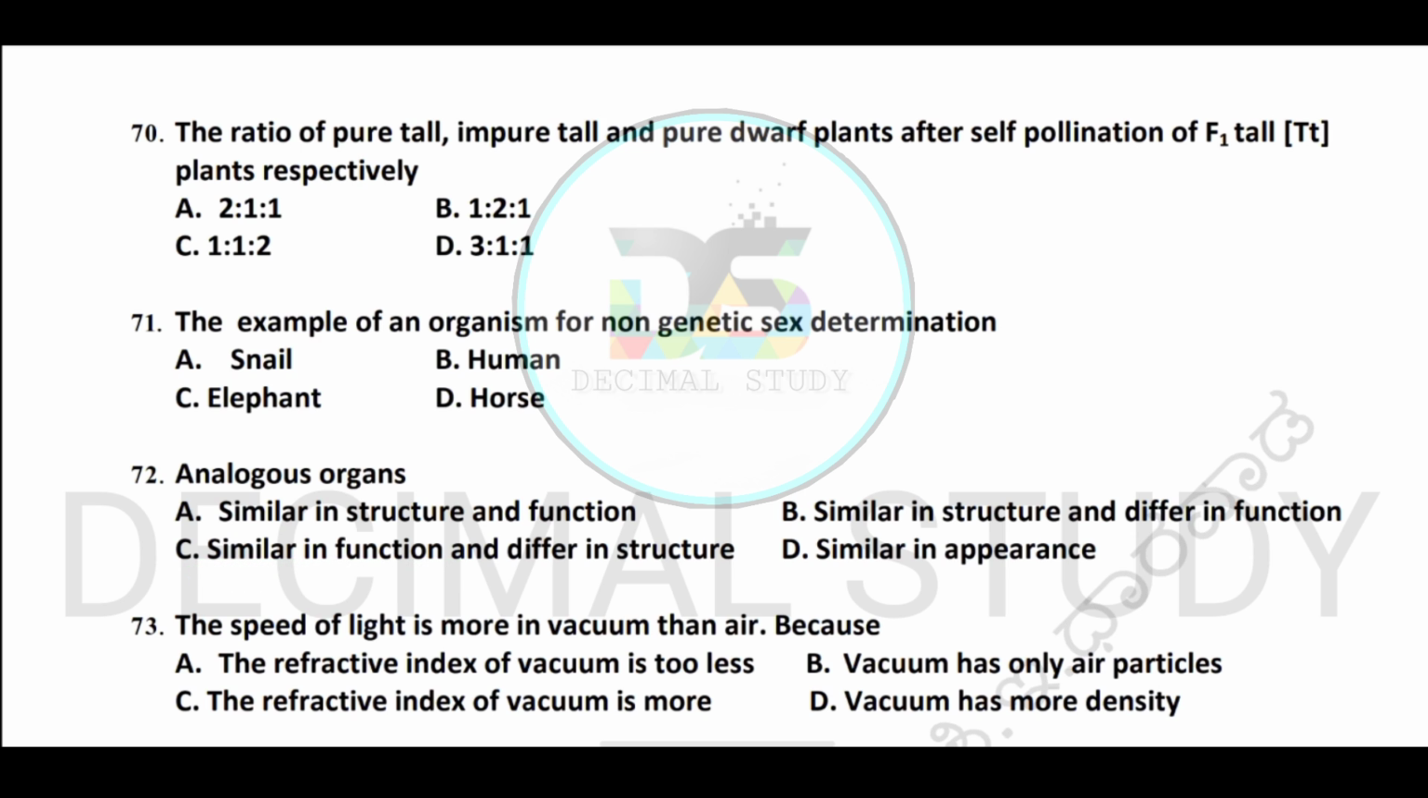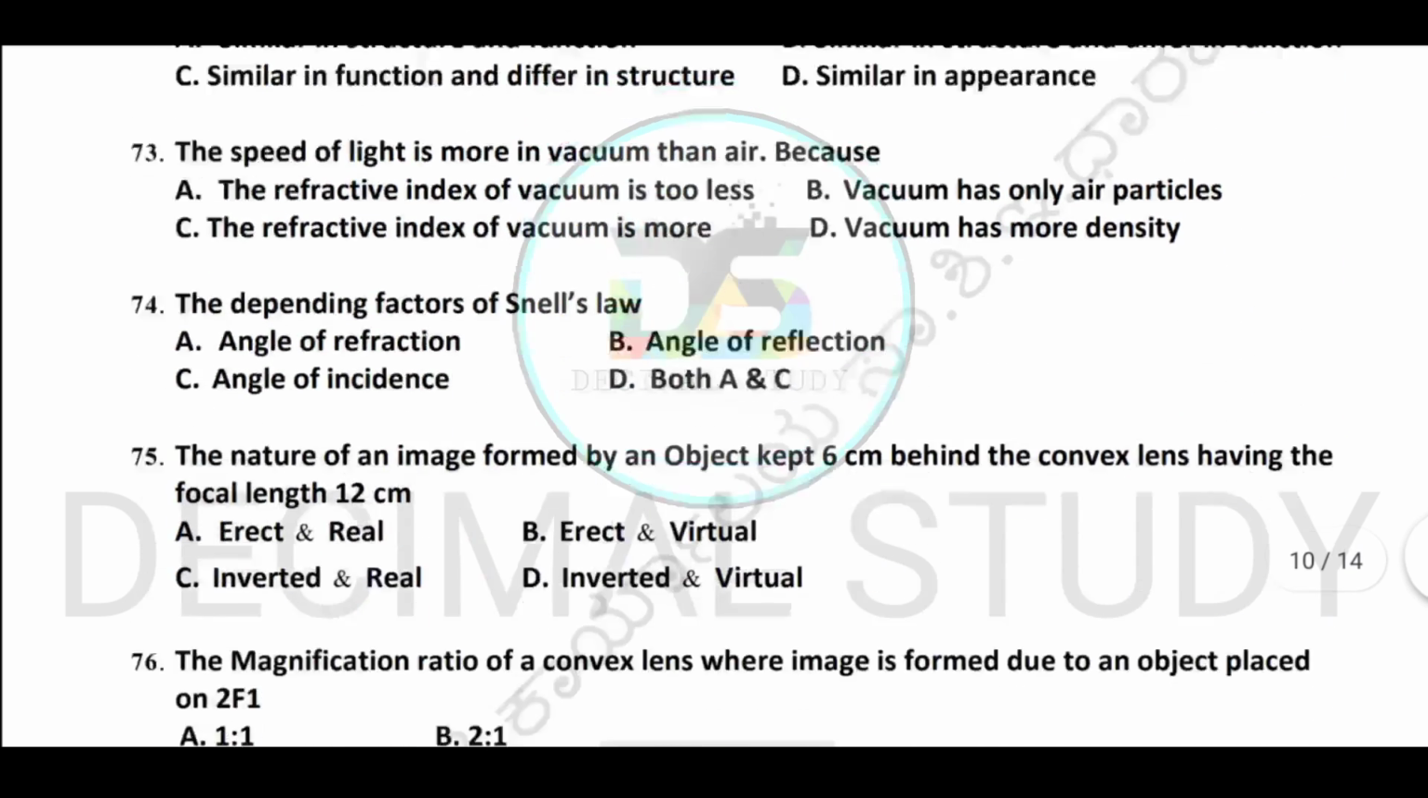Question number 73. The speed of light is more in vacuum than air because the refractive index of vacuum is too less. Vacuum has only air particles. The refractive index of vacuum is more. Vacuum has more density. The right answer is option A. The refractive index of vacuum is too less.